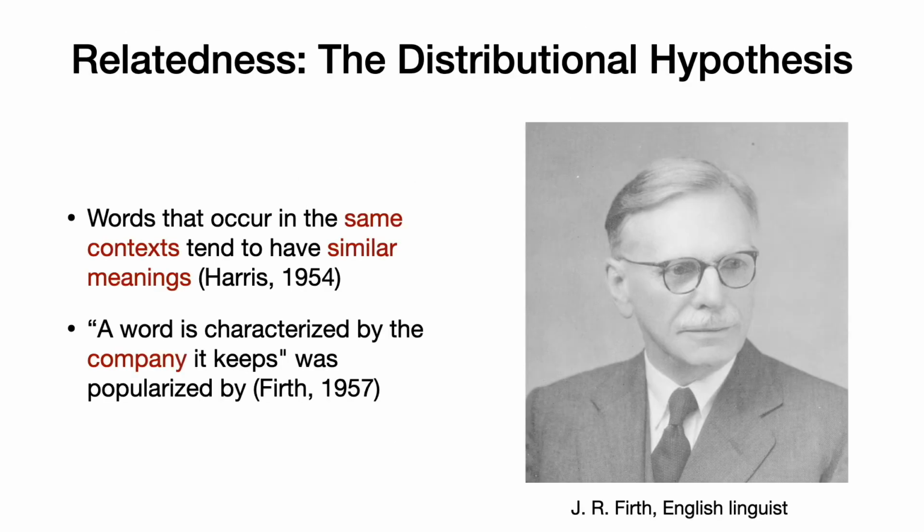This idea that the meaning of a variable comes from its context instead of the characters in the word itself is called the distributional hypothesis. It was proposed in 1954 and later popularized in 1957 as "a word is characterized by the company it keeps."